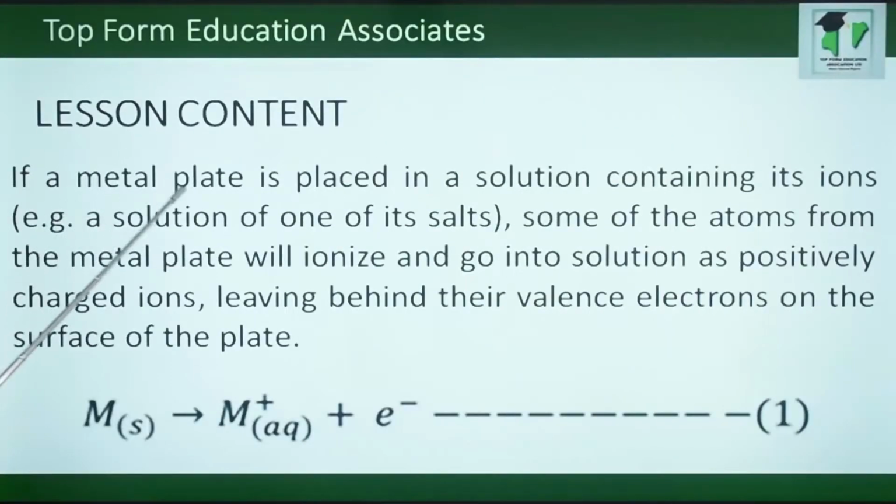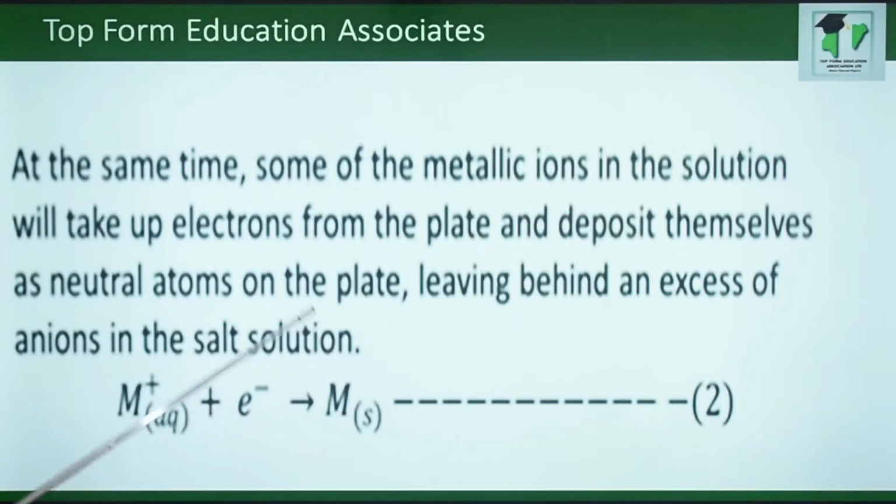If a metal plate is placed in a solution containing its ions, for example, a solution of one of its salts, some of the atoms from the metal plate will ionize and go into solution as positively charged ions, leaving behind their valence electrons on the surface of the plate. At the same time, some of the metallic ions in the solution will take up the electrons from the plate and deposit themselves as neutral atoms on the plate, leaving behind an excess of anions in the salt solution.